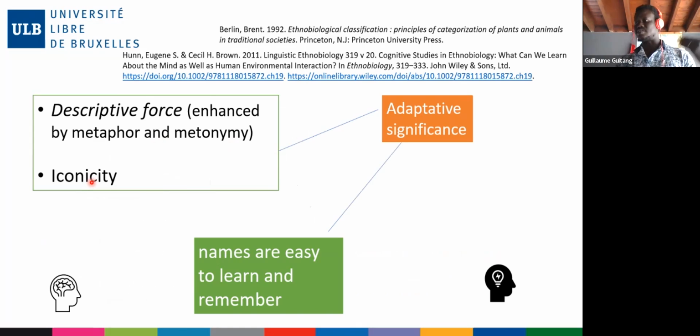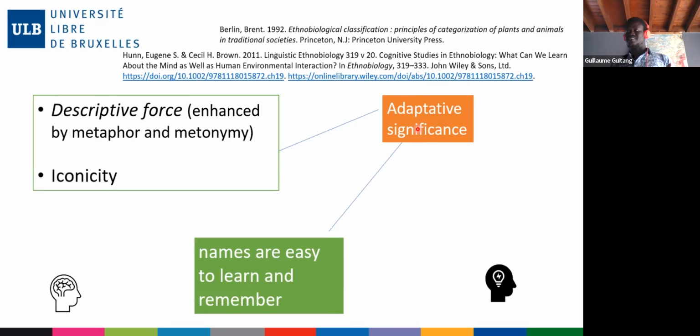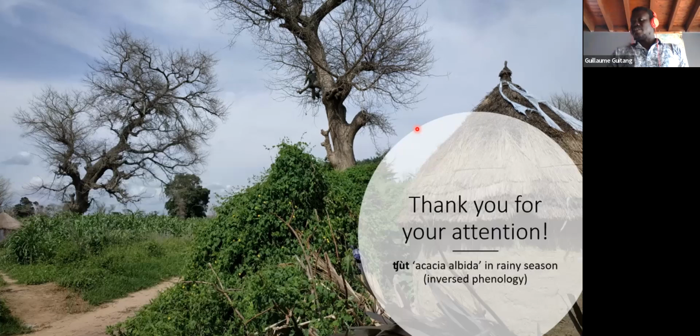So the idea is that these features have what Berlin refers to as adaptive significance, which makes names of plants and animals easy to learn and remember. People say a single individual can remember 300 to 500 names of plants and animals. So this is some kind of way to cheat nature, since there are many labels to learn for one individual. Now, thank you very much for your attention.